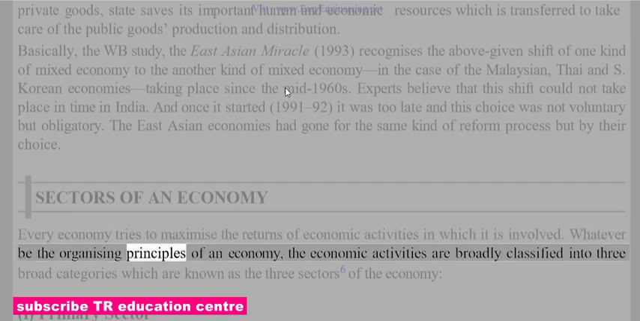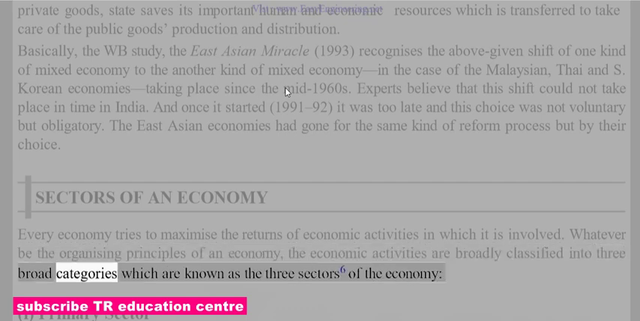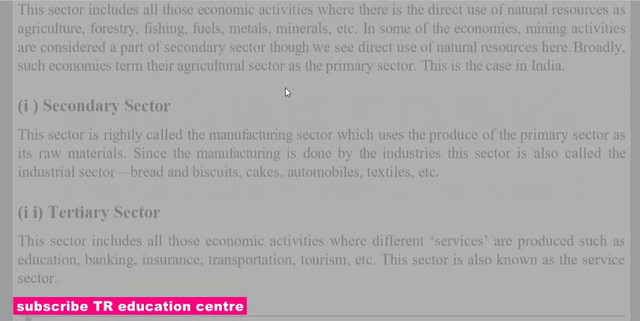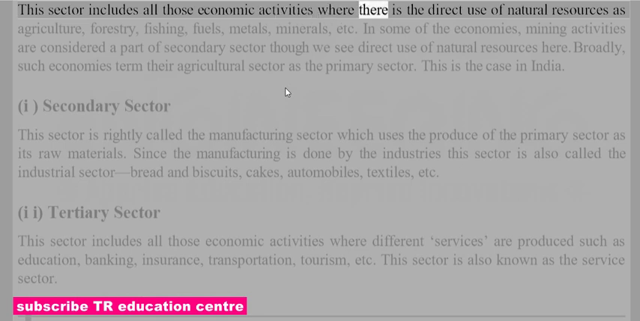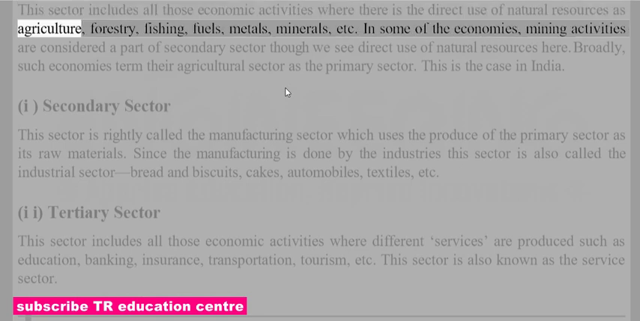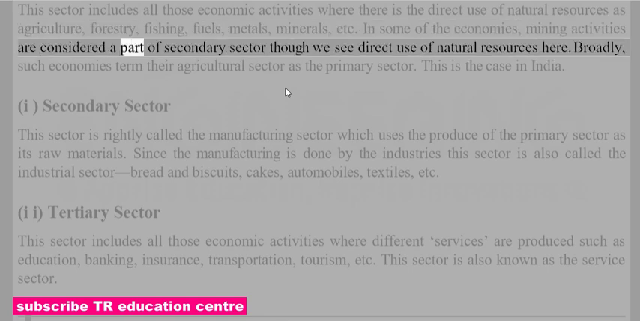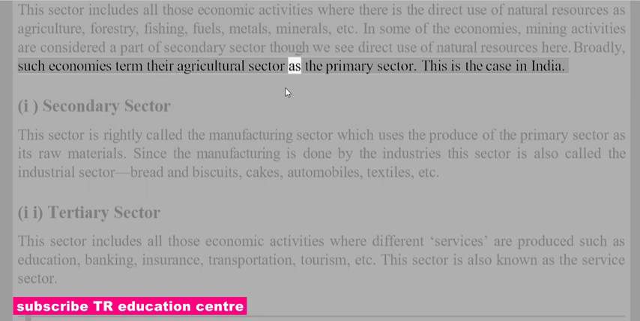Whatever be the organizing principles of an economy, the economic activities are broadly classified into three broad categories, which are known as the three sectors of the economy. I. Primary sector. This sector includes all those economic activities where there is the direct use of natural resources as agriculture, forestry, fishing, fuels, metals, minerals, etc. In some of the economies, mining activities are considered a part of secondary sector, though we see direct use of natural resources here. Broadly, such economies term their agricultural sector as the primary sector. This is the case in India.